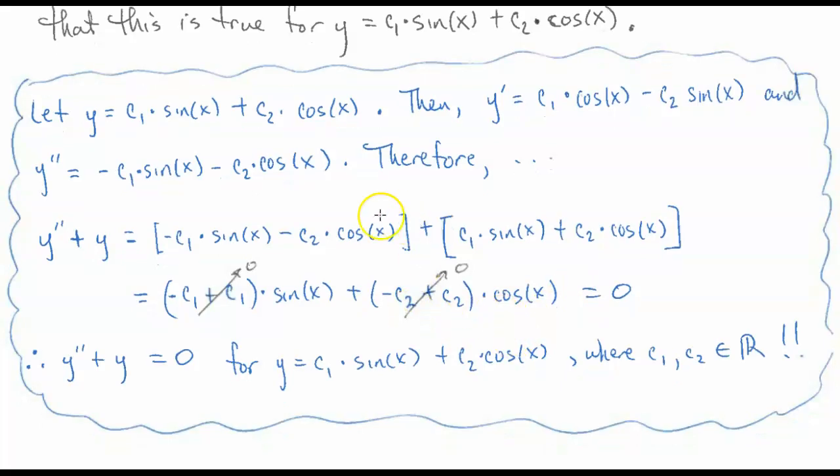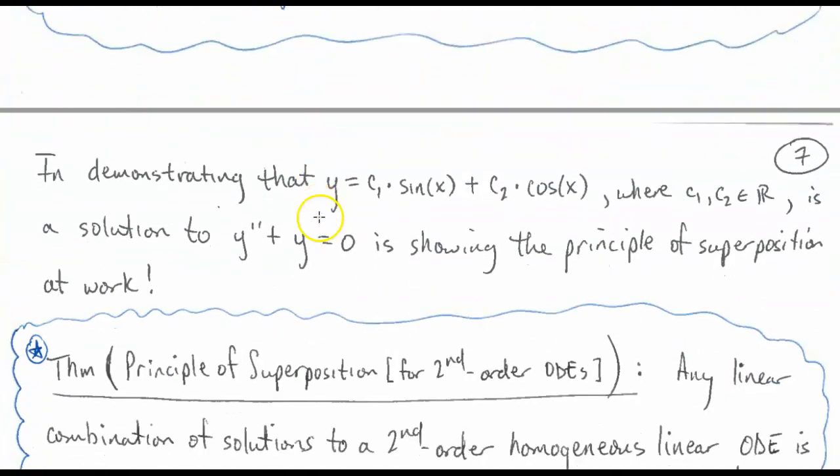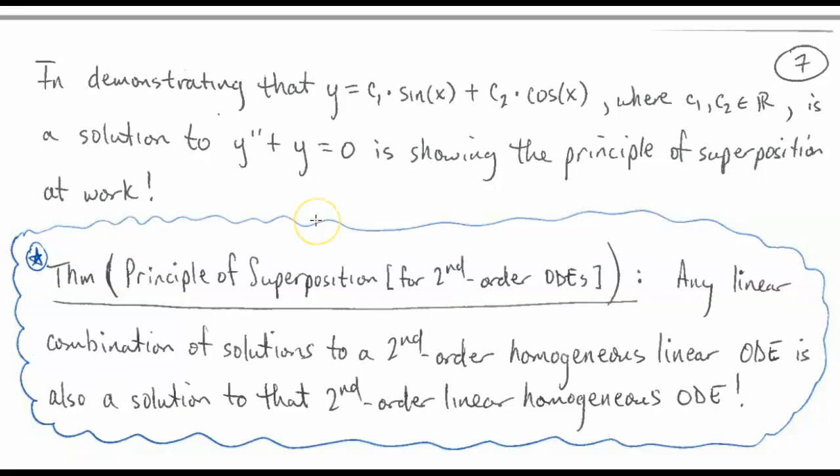Okay, so we're going to go ahead and move on now. In demonstrating that C1 times sine plus C2 times cosine, which is going to be our function y here, where C1 and C2 are real numbers, is a solution to this ODE, we see the principle of superposition at work, okay? And so superposition just basically says, hey, I'm just going to take the single solutions and then just add them together, okay?